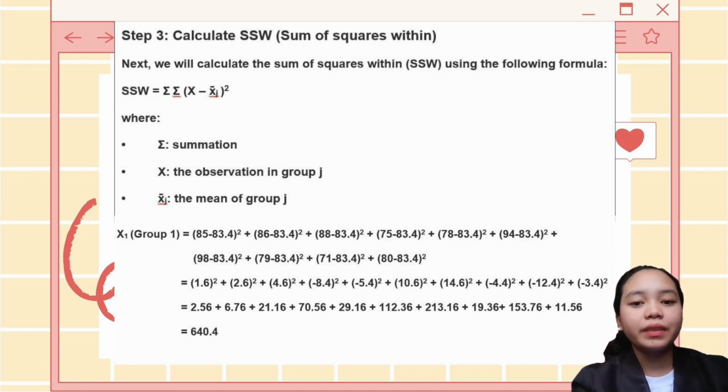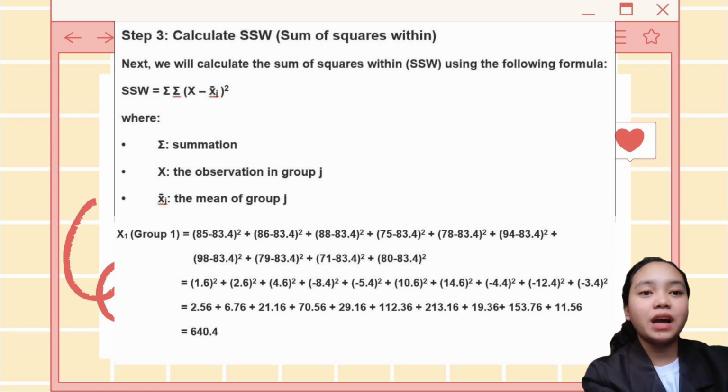Group 1: 85 minus 83.4 squared plus 86 minus 83.4 squared plus 75 minus 83.4 squared plus 78 minus 83.4 squared plus 94 minus 83.4 squared plus 98 minus 83.4 squared plus 79 minus 83.4 squared plus 71 minus 83.4 squared plus 80 minus 83.4 squared.